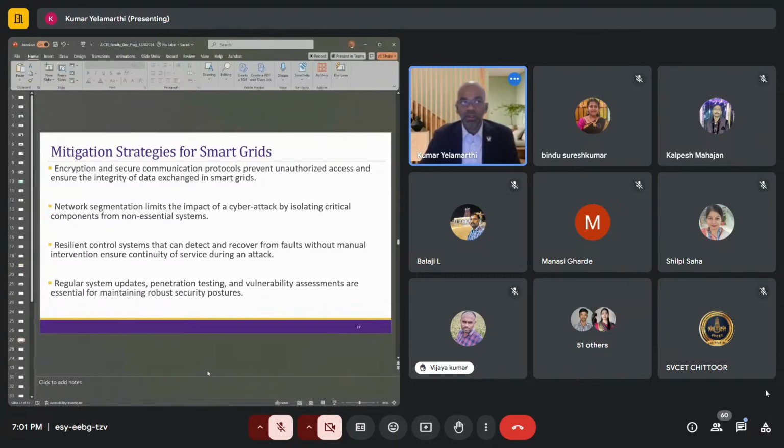Another aspect is how do you build a resilient network? A lot of times, if you detect an attack, it requires human intervention. And human intervention at times takes a lot of time. But can you design a control system in such a way that it detects the attack, detects the fault, and self-corrects without waiting for human intervention? That is something to consider. But again, that is a fine line you have got to figure out.